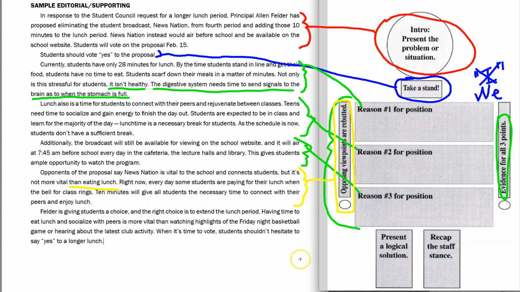Finally, what they're looking for you to do is then end that editorial, and they're looking for 2 things. They want you to present a logical solution and recap the staff stance. Now, of these 2, probably one of the most important things that judges are going to look for is right here. Your opinion piece, your editorial, is worthless if it doesn't present a logical solution.